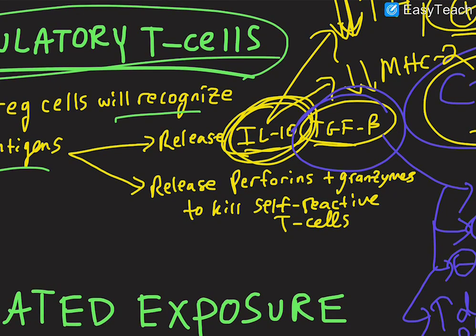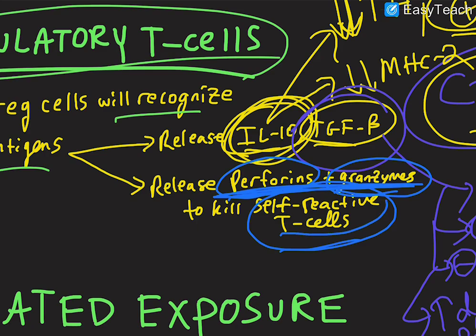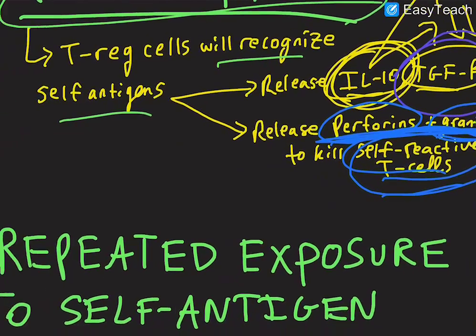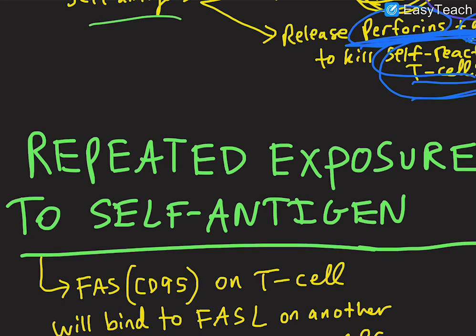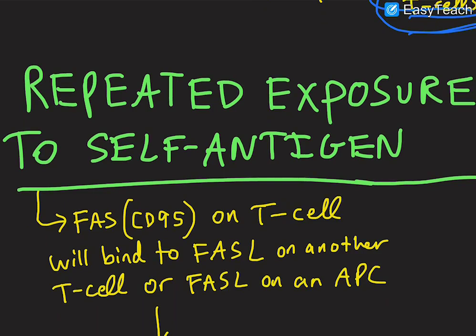regulatory T cells can also release perforins and granzymes, just like we're familiar with CD8 cells, right? Cytotoxic T cells, which can also kill our self-reactive T cells, right? So if it sees the self-reactive T cell, it can release perforins, and then it can release granzymes, and that can lead to the destruction of our self-reactive T cell. So again, as we can see, regulatory T cells are really important in basically inhibiting autoimmunity. That's why these cells play an important role in peripheral tolerance.